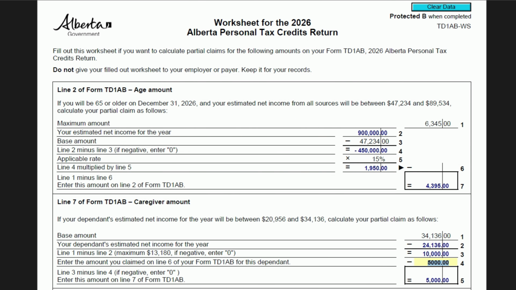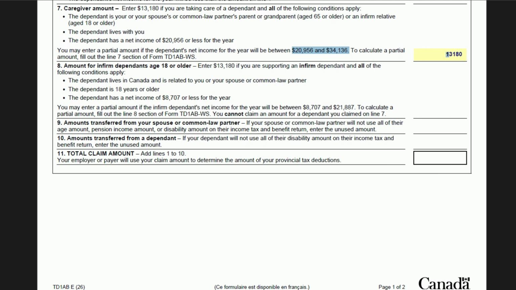and then you'll have to look at the line 6 entry. If that has any amount entered, that will be entered here and the difference between these two will be here. So in my example, say 5,000 was in line 6, the difference between 10,000 and 5,000, 5,000 comes here and this 5,000 will be transferred here instead of 13,180. And if the amount is more than 34,136, straight away it will be 0.